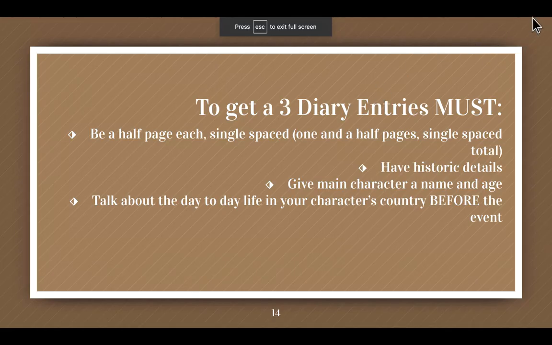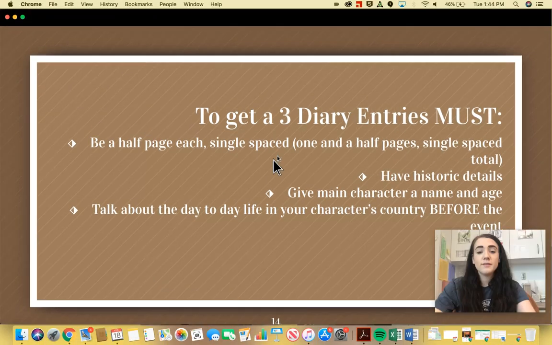So just to sum up, to get a 3, your diary entries have to be half a page each, single spaced. That'll be 1.5 pages total. You have to have historic details, and you have to give your main character a name and age. Make sure you're also talking about the day-to-day life in your character's country before the event. This will probably take some research on your part so that you're making the character really believable. All right, that's it, you guys.